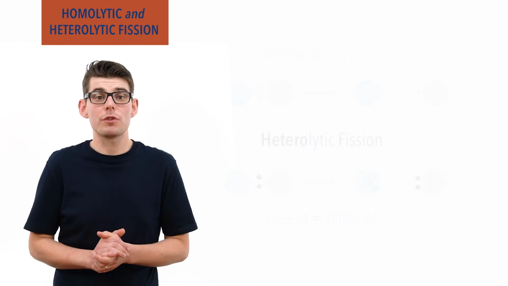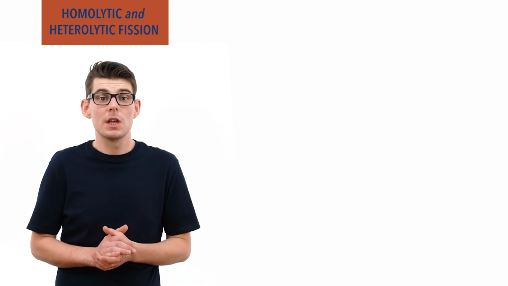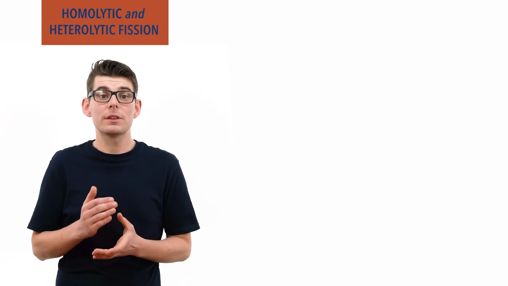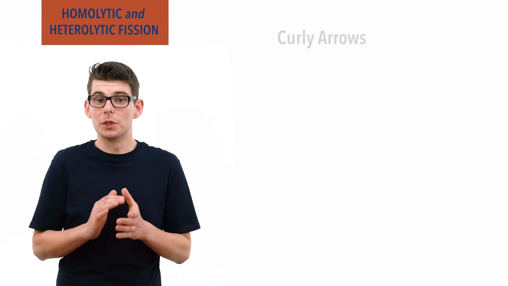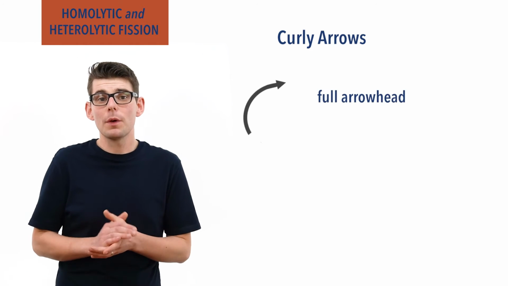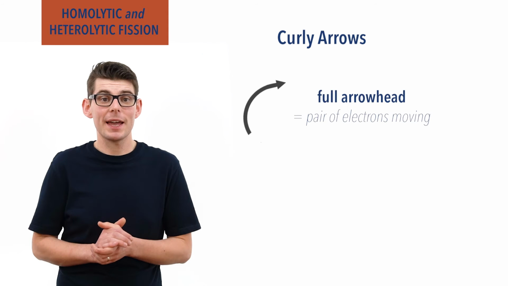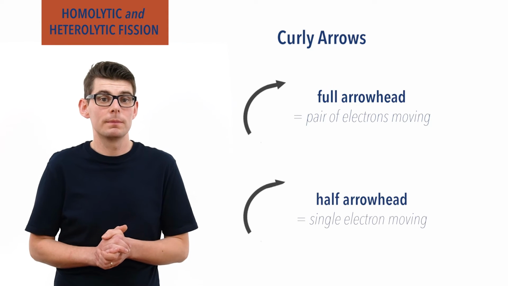In organic chemistry, we represent the steps involved in reactions using mechanisms that show bonds being broken and formed between atoms. Curly arrows are used to show the direction electrons move in. A full arrowhead represents a pair of electrons. A half arrowhead represents a single electron.